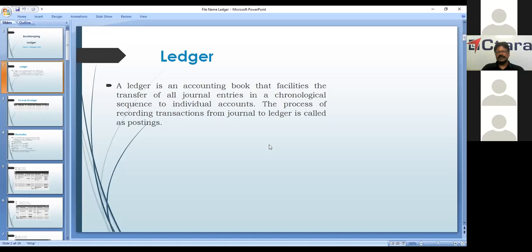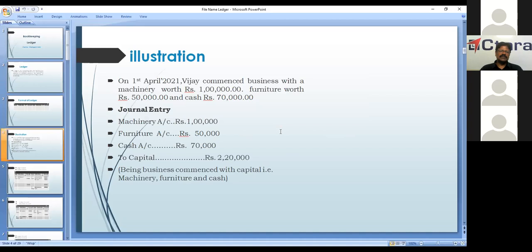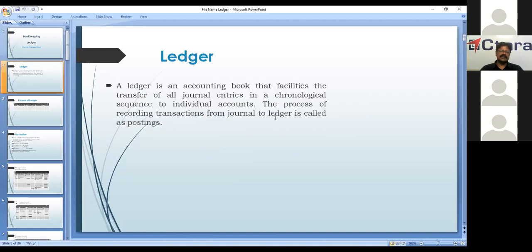We have different types of transactions entered in the journal. From the journal, we pick up each type of transaction. Purchase, we make a purchase ledger. Sales, we make a sales ledger. Cash, we make a cash ledger. Bank, when dealing with the bank, and so on. Hope you understood what a ledger is, right?